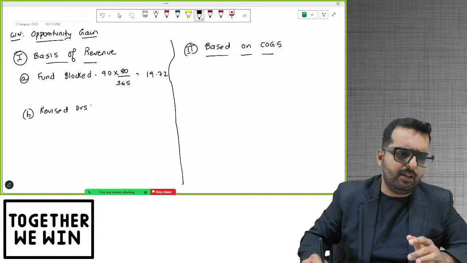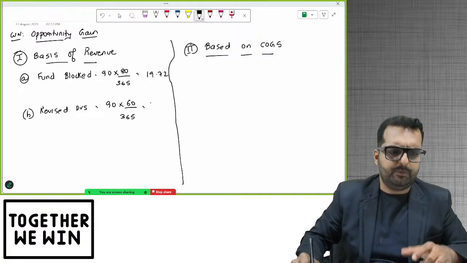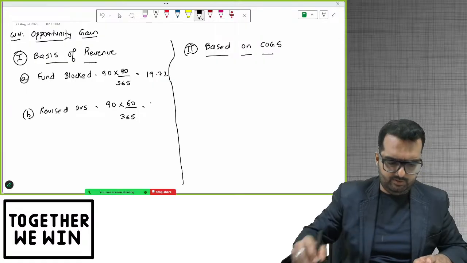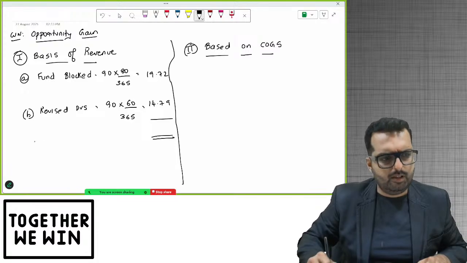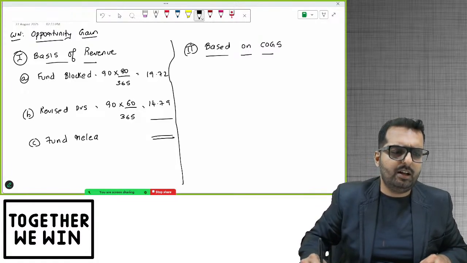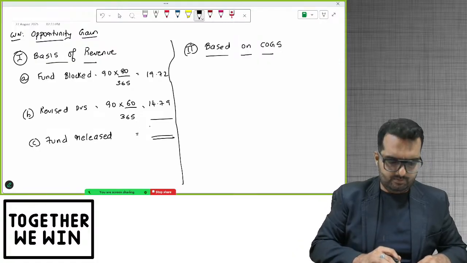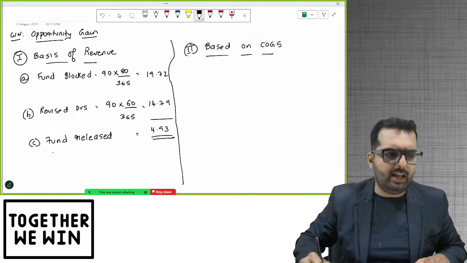Revised debtors. Now what will happen? This will come down to 60 days, correct? So what is 90 into 60 divided by 365? 14.79. Therefore, how much is the fund that is released over here, friends? Is it turning out to be 4.93 lakhs?